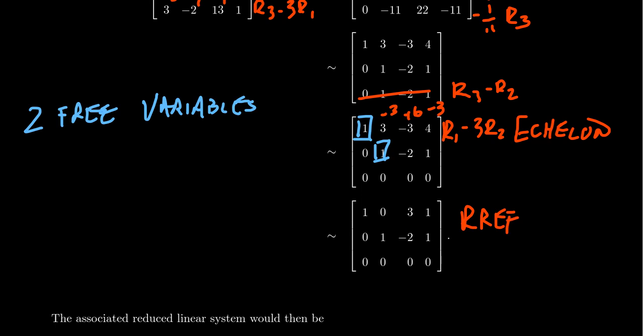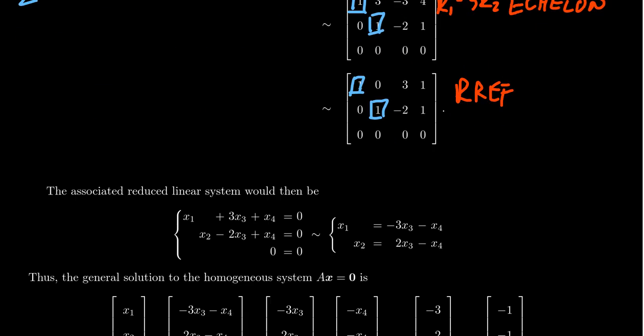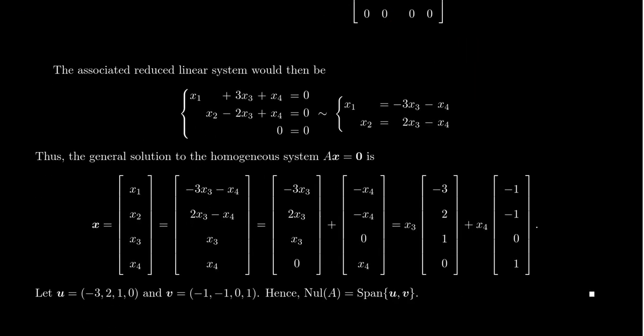And again, identifying our pivots, we see a pivot in the first column and the second column. So we're going to think of this matrix now in RREF and realize this as a linear system. So we get the equation x1 plus 3x3 plus x4 equals 0, x2 minus 2x3 plus x4 equals 0, and then 0 equals 0. We don't need that. Solving for the dependent variables, we get x1 equals negative 3x3 minus x4, and then x2 equals 2x3 minus x4.